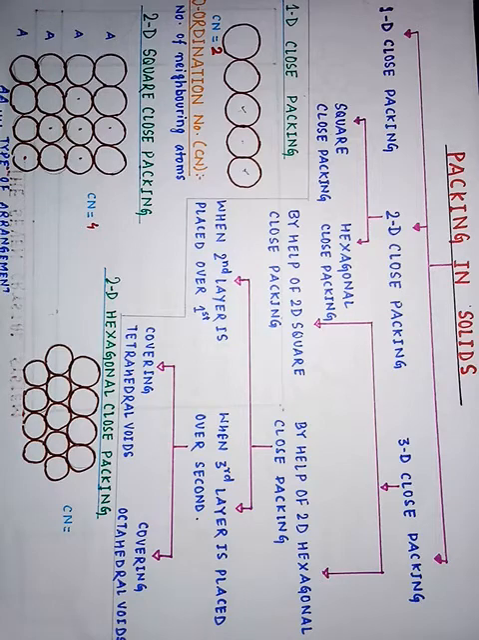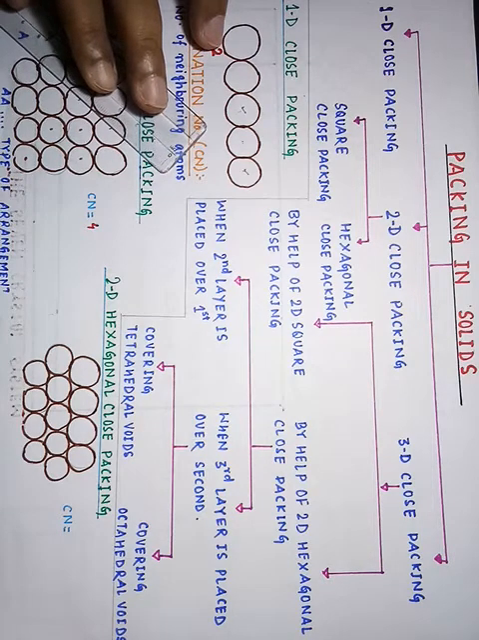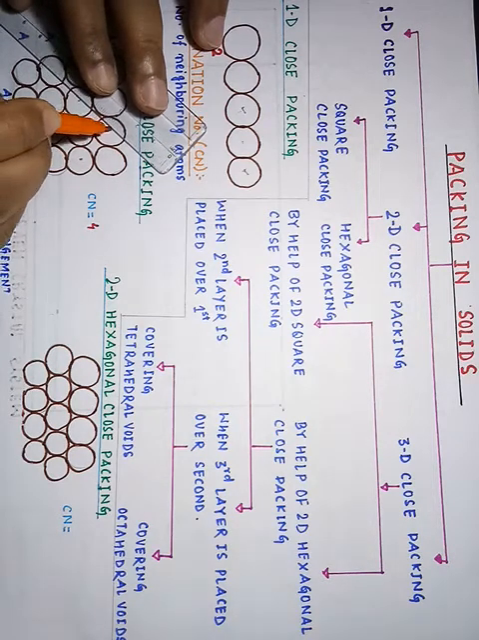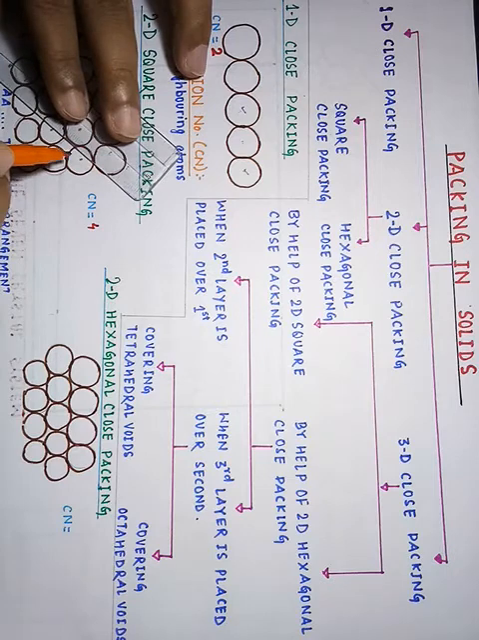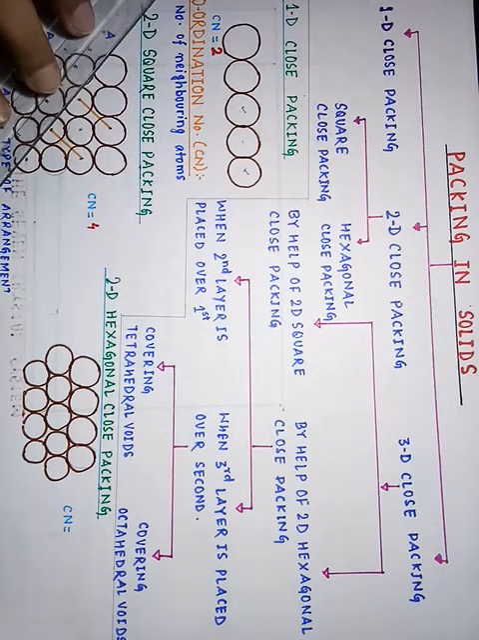Now why do we call it a square? Just join the centers of the neighboring atoms, students. That I am doing here. I am just joining the centers of the neighboring atoms.